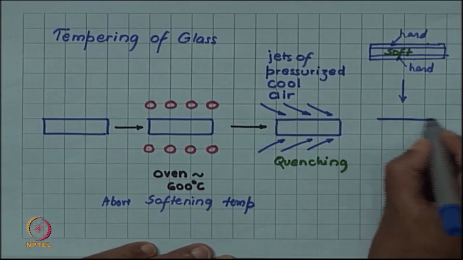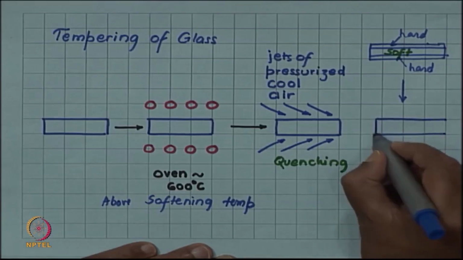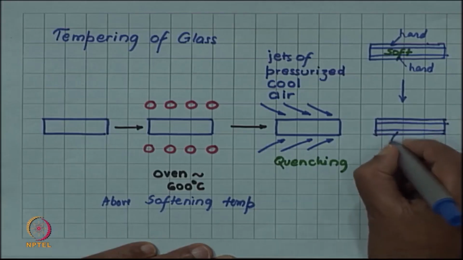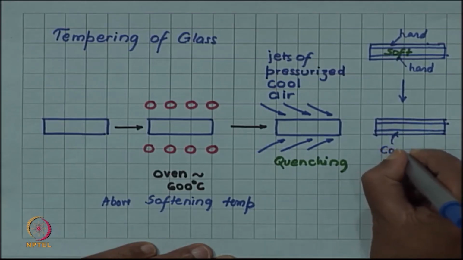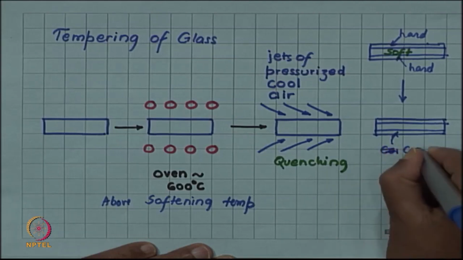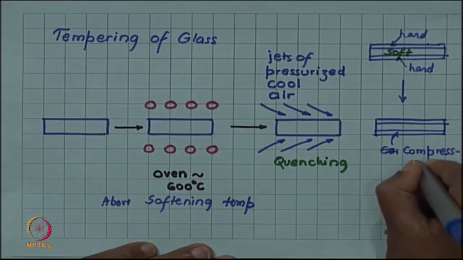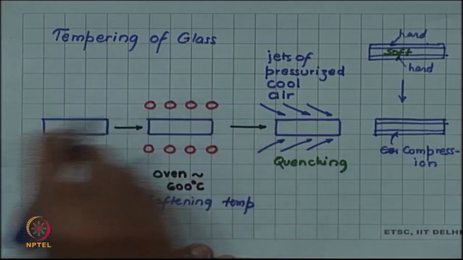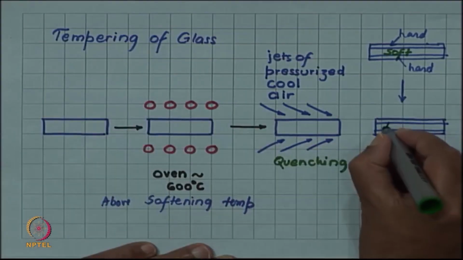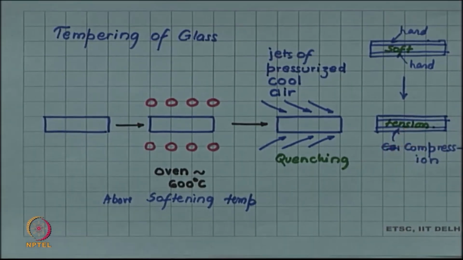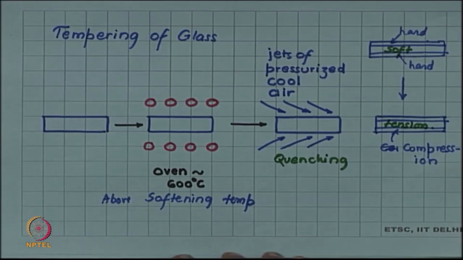So, this leads to compression in the outer layer and compensating tension in the inner layer. For example, for car windows or any cases where human safety is important, tempered glass is used.